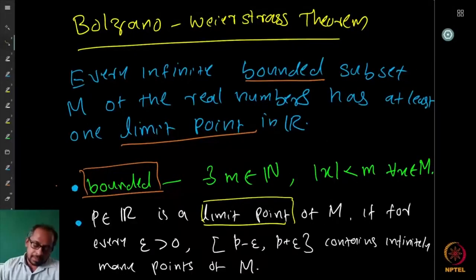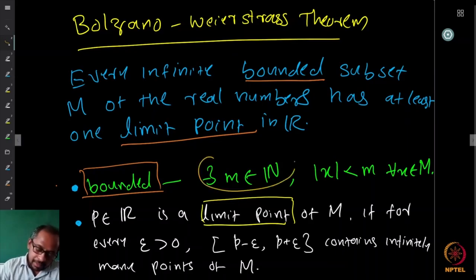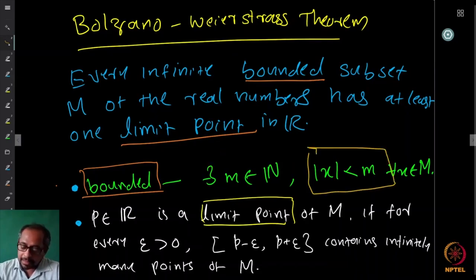So a set is bounded if you can find some positive integer m, some natural number m, such that the absolute value of any element of the set M that we are looking at is strictly less than this number that we consider. So there is some natural number small m such that the absolute value of x is strictly less than m for every element x of M.